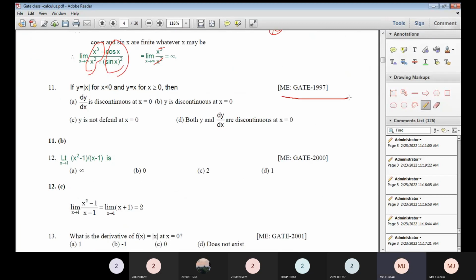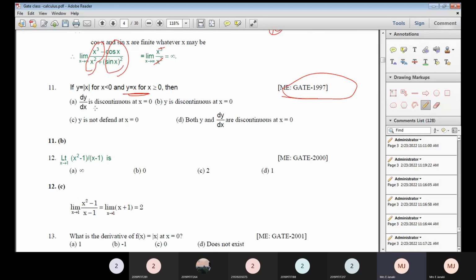See the problem. It's also a great question. If y is equal to modulus of x for x is less than 0, and y would have value equal to x for x is greater than or equal to 0, then there are 4 options given.